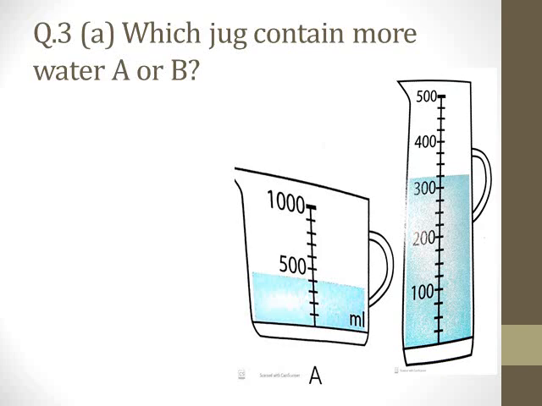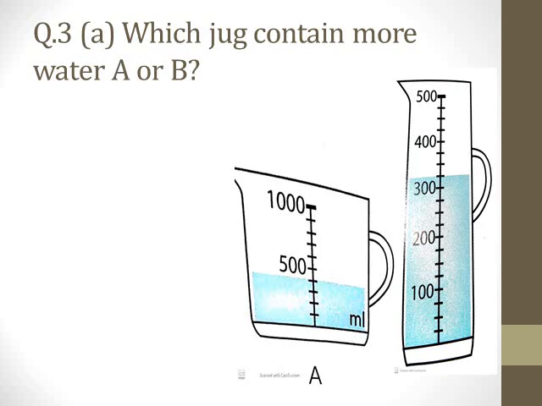So I need to find out the one interval value. In 100 there are 4 intervals, and from 100 to 200 there are also 1, 2, 3 and 4 intervals. From 200 to 300 also 4 intervals. So in every 100 ml you will find 4 intervals. For finding the one interval value, I will again divide: because from 0 to 100 there are 4 intervals, I will divide 100 by 4.